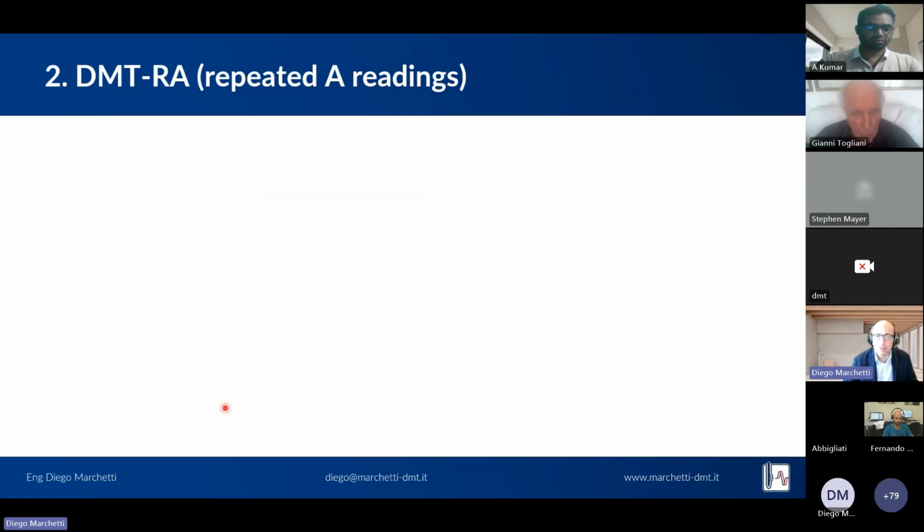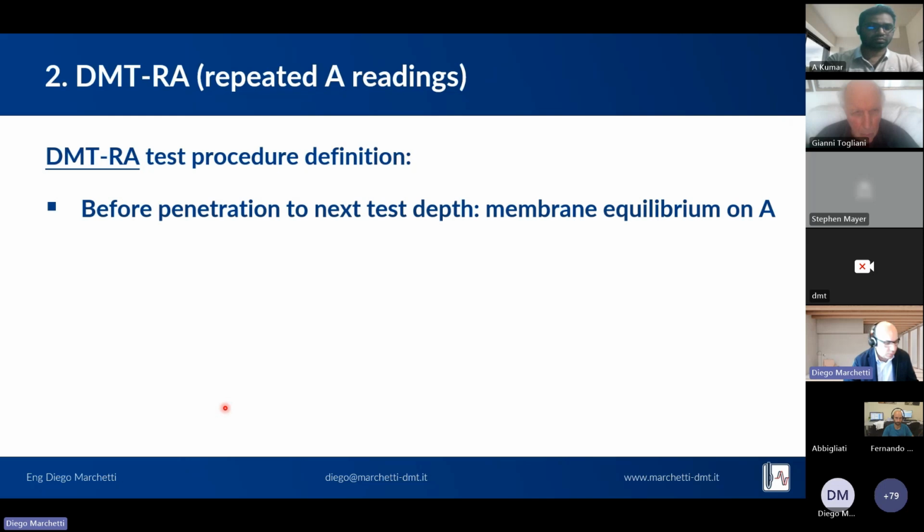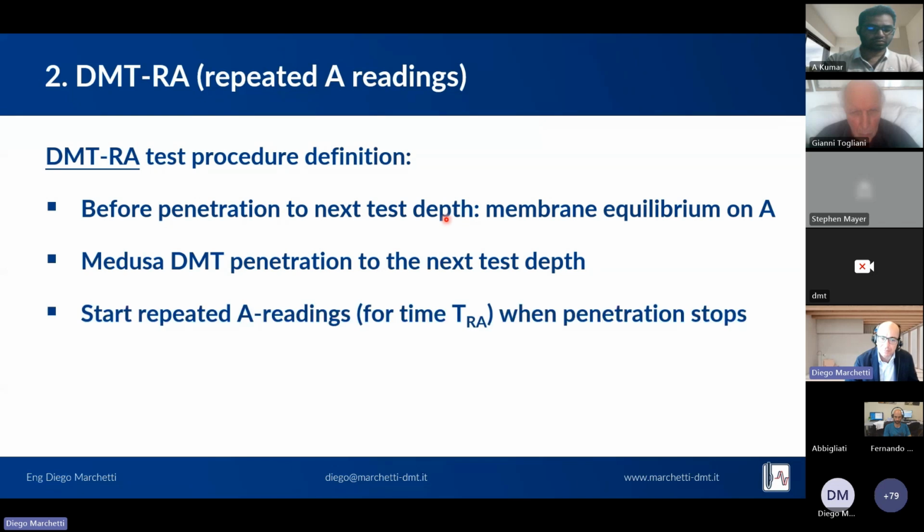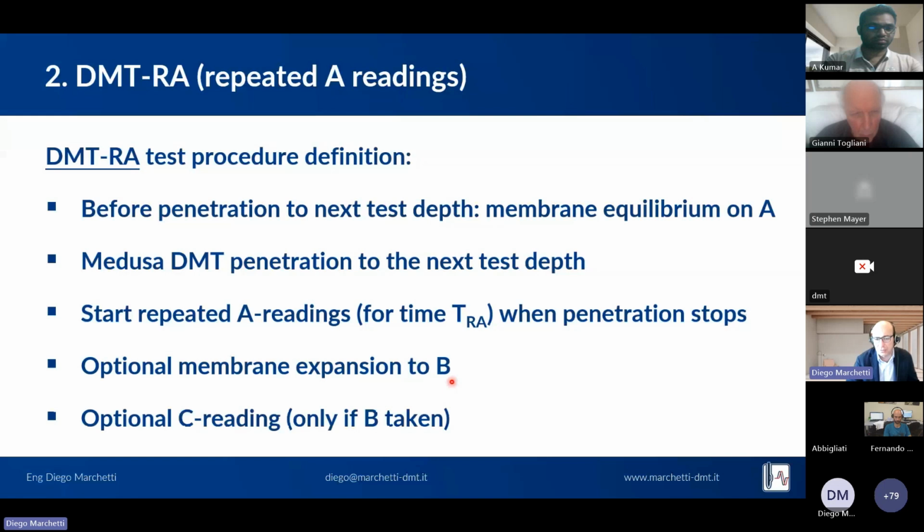A second possible procedure is the DMT repeated A readings test procedure. Now, this procedure consists in setting the membrane in equilibrium before penetrating to the next test depth. Then we penetrate to the next test depth, and we start taking repeated, very, very fast A readings when penetration stops, basically like a dissipation test. And then we can optionally take a membrane expansion to B, and optionally also take the C reading if B was taken.